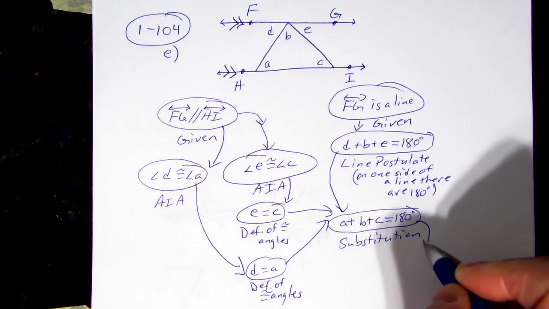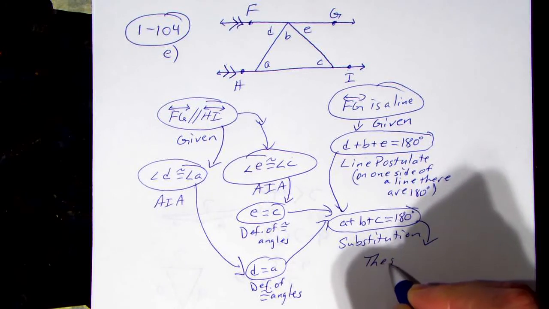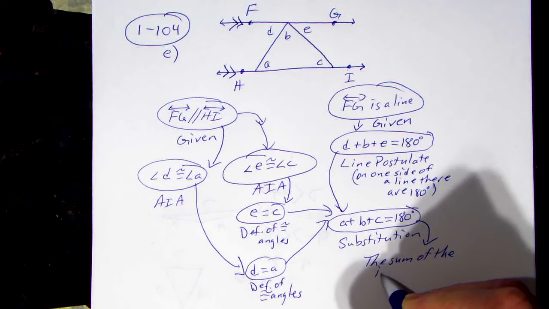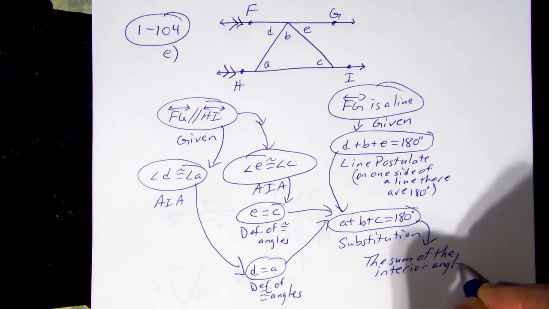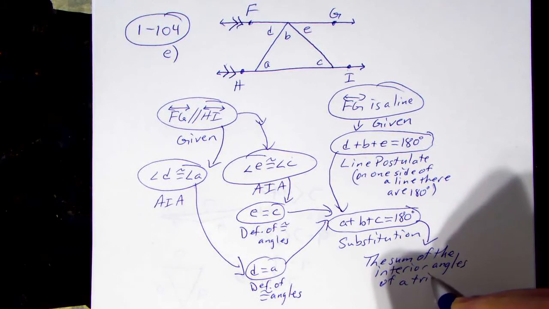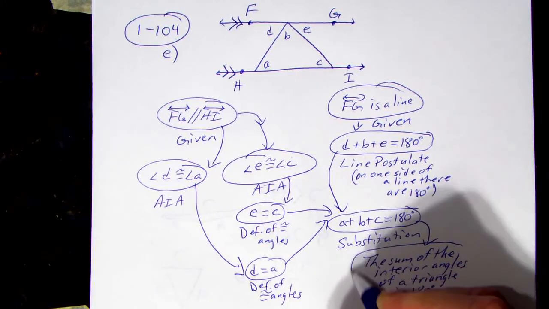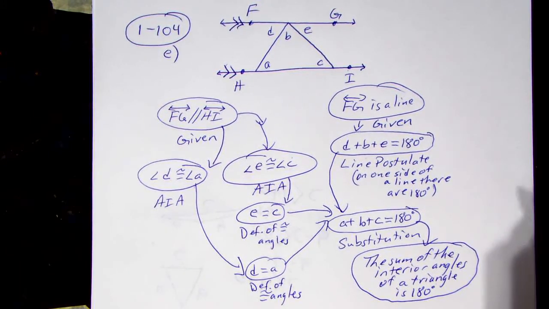If that's the case, we can now draw the conclusion that the sum of the interior angles of a triangle is 180 degrees. Right, we've said this a whole bunch of times before, but we never actually had a full proof of it.